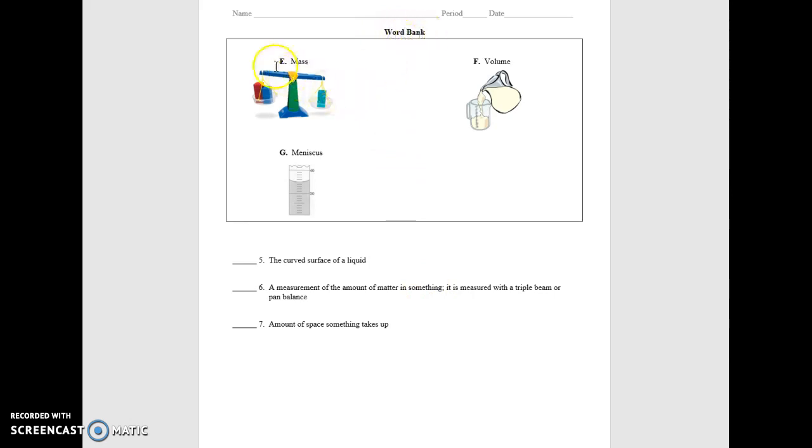Word bank. E. Mass. F. Volume. G. Meniscus. Number 5. The curved surface of a liquid. Number 6. A measurement of the amount of matter in something. It is measured with a triple beam or pan balance. Number 7. Amount of space something takes up.